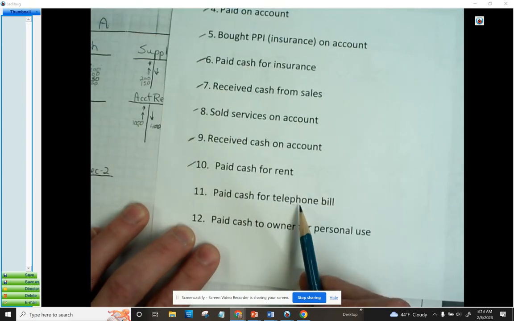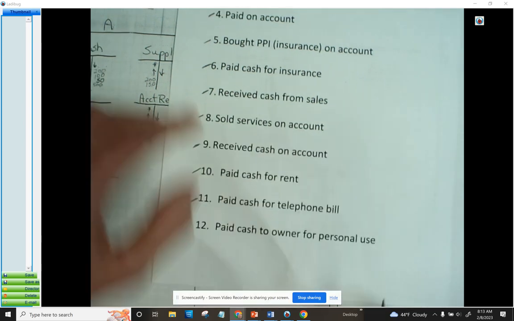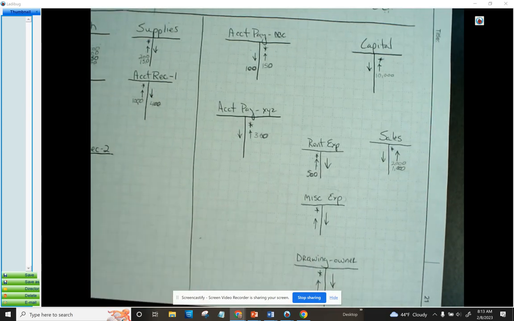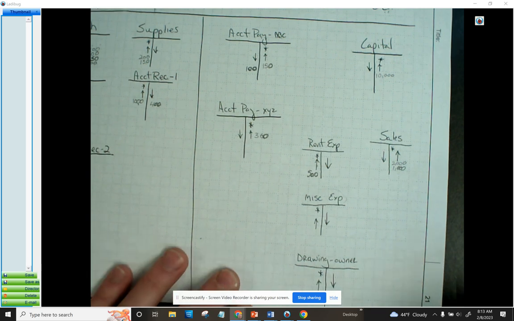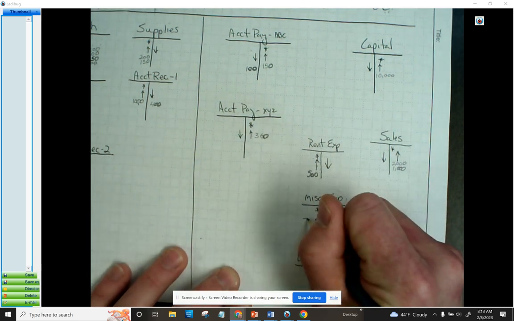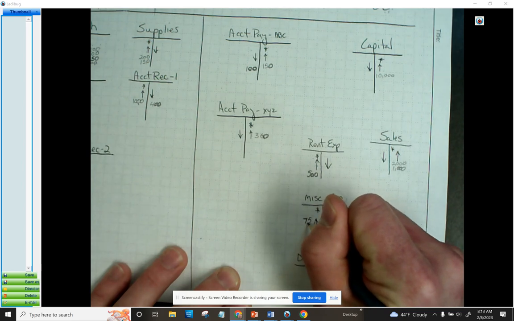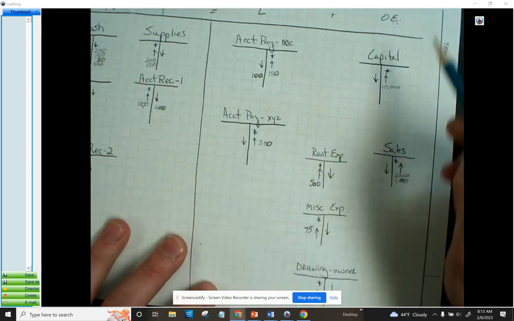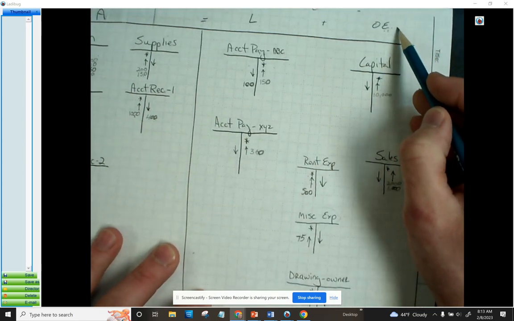Okay, pay cash for telephone bill. That's an expense. If you don't have a utility expense, you got to find an expense account that it would go into. In this case, I have a miscellaneous. Let's say we paid $75 for our utility bill, our phone bill. $75. Miscellaneous expense goes up 75, making owner's equity go down.